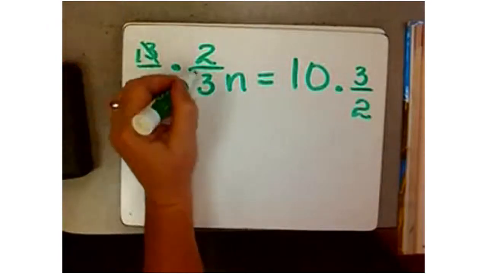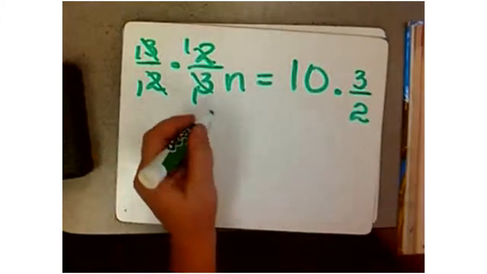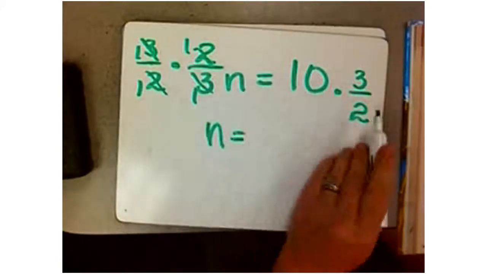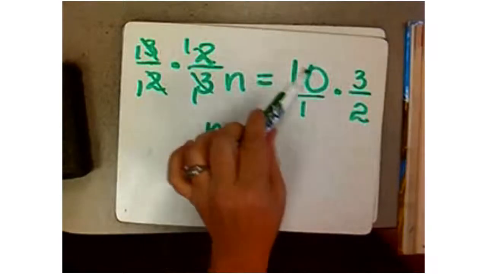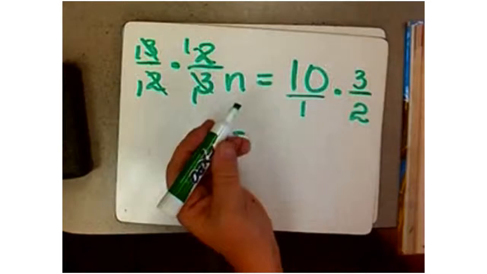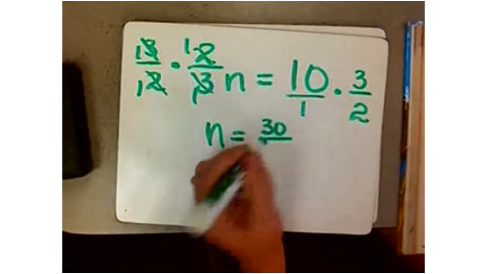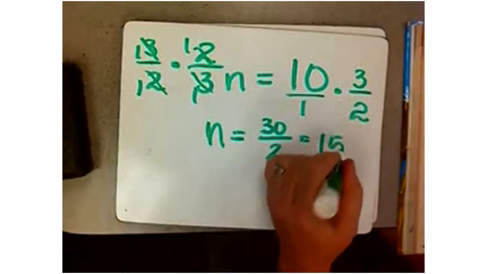So they cancel on the left, and we get 1 times 1 times 1 times 1, right, is n. And then 10 times 3/2. So put your 10 over a 1. And you can either simplify the 2 and the 10 if you want to, or you can multiply straight across and simplify it afterwards. 10 times 3 is 30. 1 times 2 is 2. 30 divided by 2, and your answer is 15.